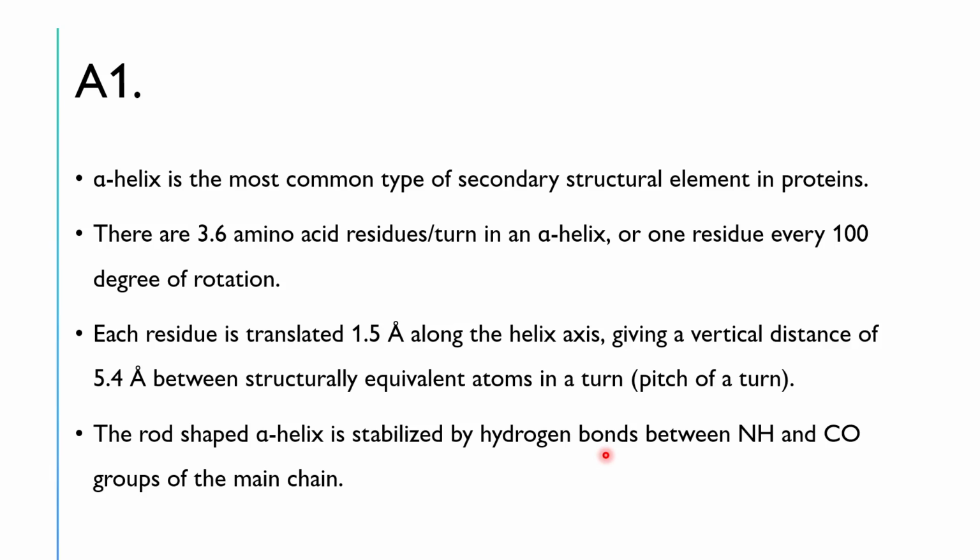helix formation. I guess everyone is clear with the alpha helix, what it is made up of, the number of amino acids per turn, and the pitch of the alpha helix, that is 5.4 angstrom. These are quite facts, you can remember them. Okay, let's move to our next question.